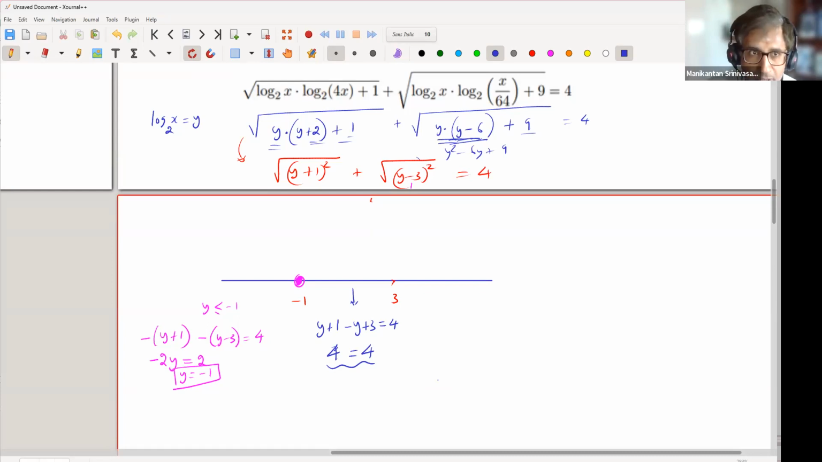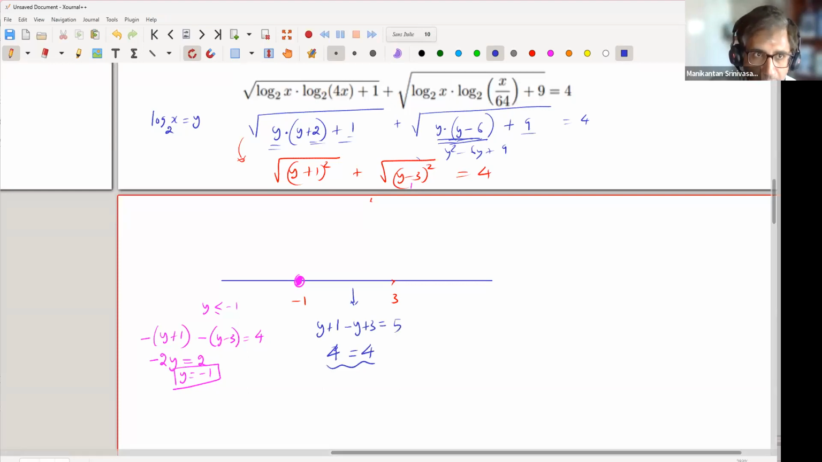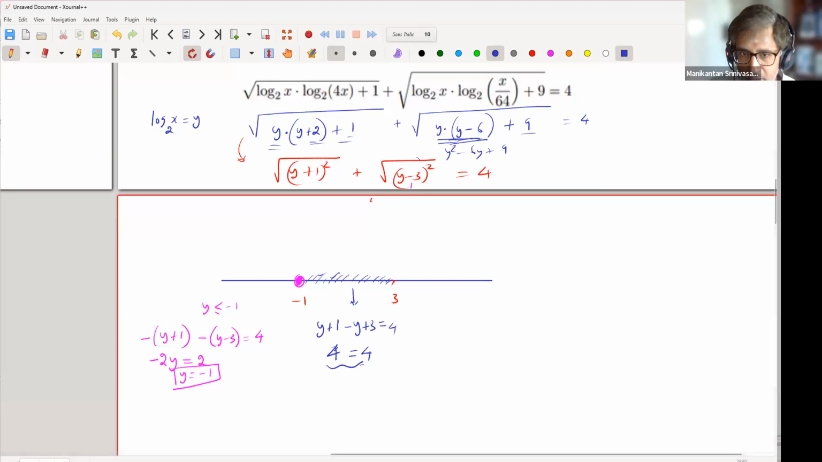On the other hand, suppose the equation was equal to 5. Then again, we'll ask the same question. For what value of y will 4 be equal to 5? The answer would be for no value of y. So the answer will be everything or nothing in such cases, right? So all values here are included here.